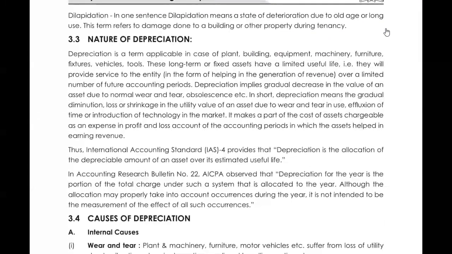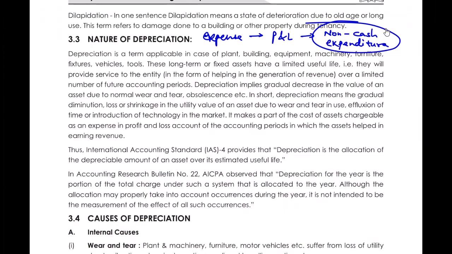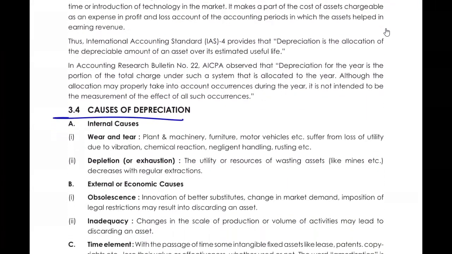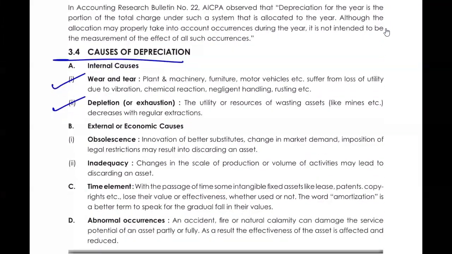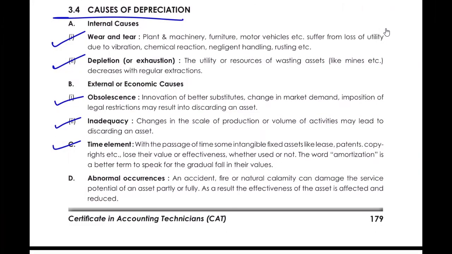Now, what is the nature of depreciation? Depreciation is an expense and it will go to my P&L account. What kind of expense is it? It is a non-cash expenditure, because obviously I'm not paying anything for this expenditure. The payment is made in the first year itself when you purchase the asset. Then what are the causes of depreciation? Normal wear and tear, depletion or exhaustion, obsolescence, inadequacy, and time element, that after some period, for example, I talked about the license.